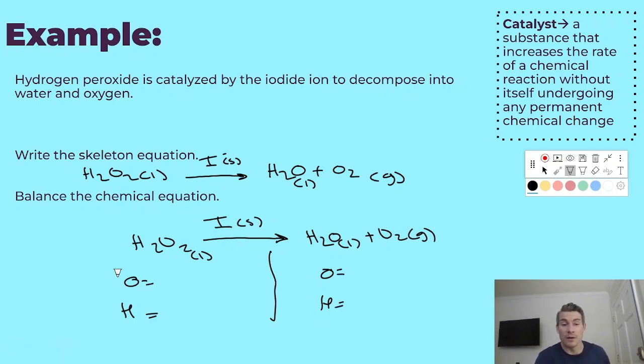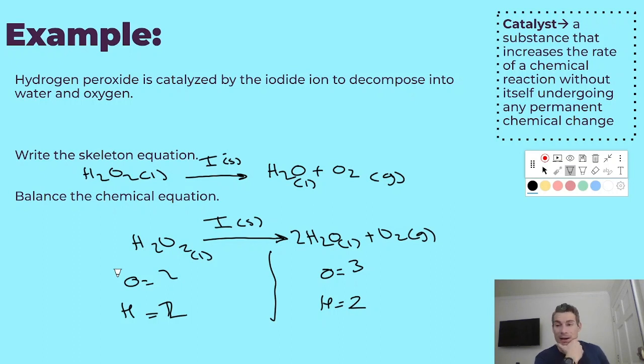So oxygen, we have 2 oxygens here. Hydrogen, we have 2 hydrogens here. We have 2 hydrogens here, and then we have 1, 2, 3 oxygens. So what we're going to do strategically is focus on the oxygen because it's an odd number, and we're going to fix that odd number by putting a 2 in front of the H2O.